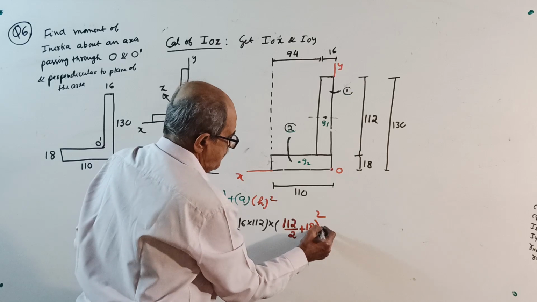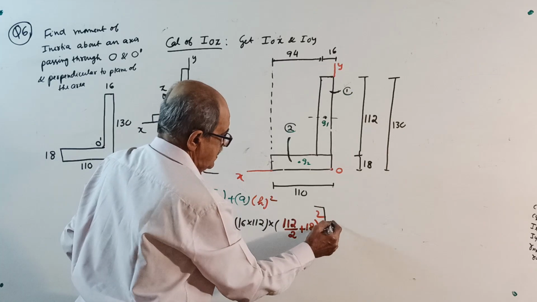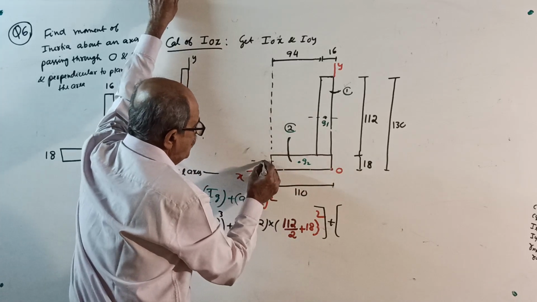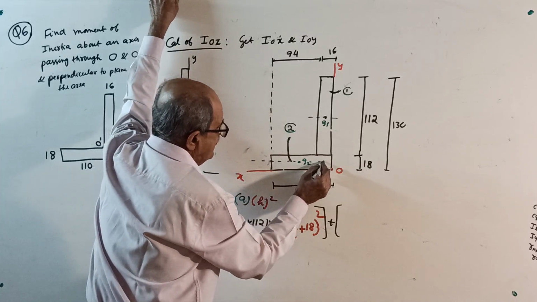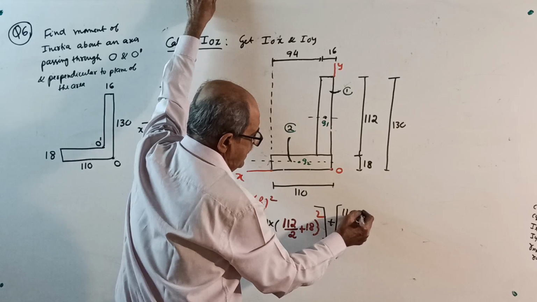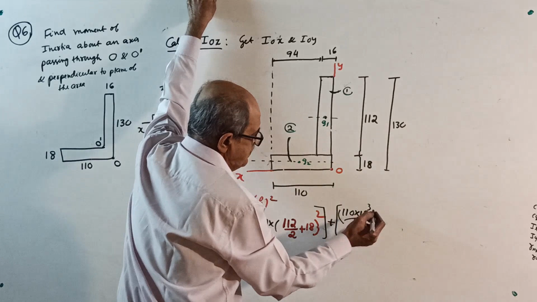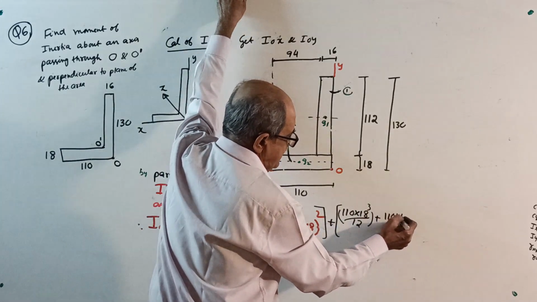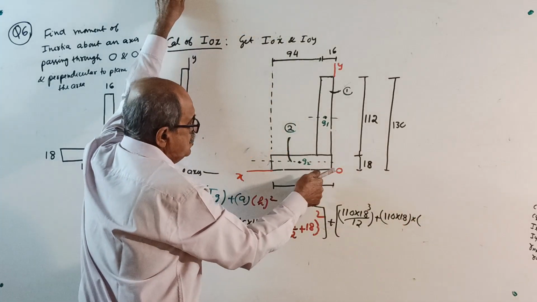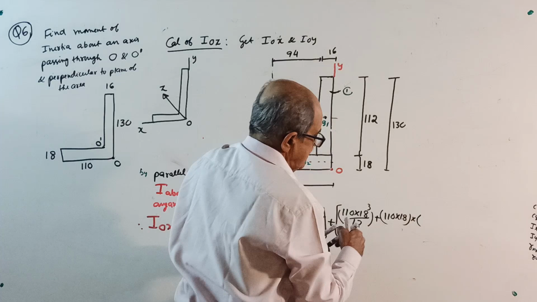Next, plus, this is for figure number 1. Figure number 1 over. Plus, for figure number 2: I about its own centroidal axis parallel to OX, 110 into 18 cube by 12 is Ig, plus area: 110 into 18 is the area, into the distance from centroid to OX. This distance square is 18 by 2 square, red color.